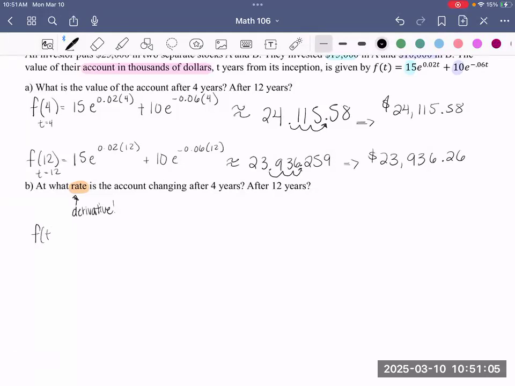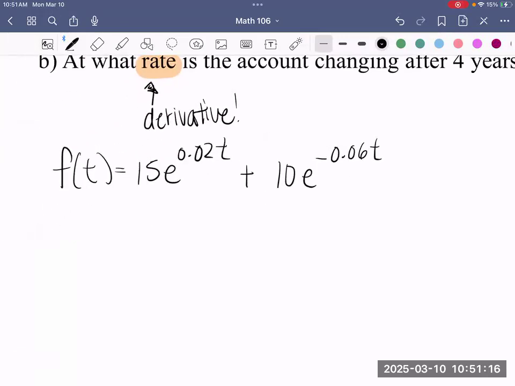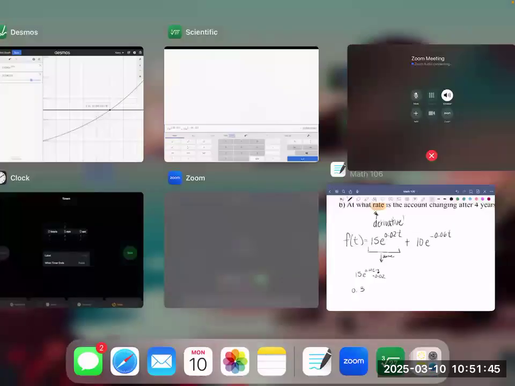We have f of t is equal to 15 e to the 0.02t plus 10 e to the negative 0.06t. So if we're asked to derive, let's just take it in chunks. So first derive this chunk. So you have 15, and the derivative of e is just itself. So we keep everything the exact same. And then we do your chain rule where we then get to derive your t. So if we wanted to multiply 15 and 0.02, we'd get 0.3, at least I believe so.